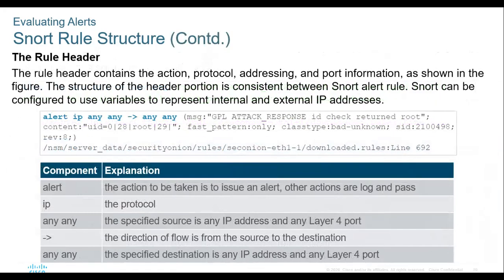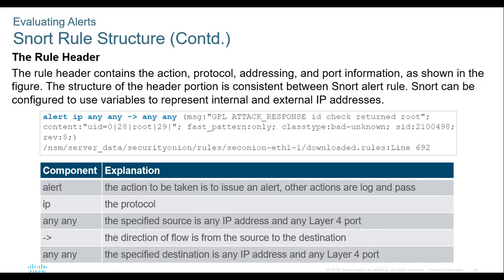So the rule header contains the action, protocols, addressing, and port information as shown in the figure. The structure of the header portion is consistent between Snort alert rules. Snort can be configured to use variables to represent internal and external IP addresses. So looking at this, you have alert IP, then you have any hyphen, greater sign, any, then the message. This is just a repeat of what we have in the previous slide.